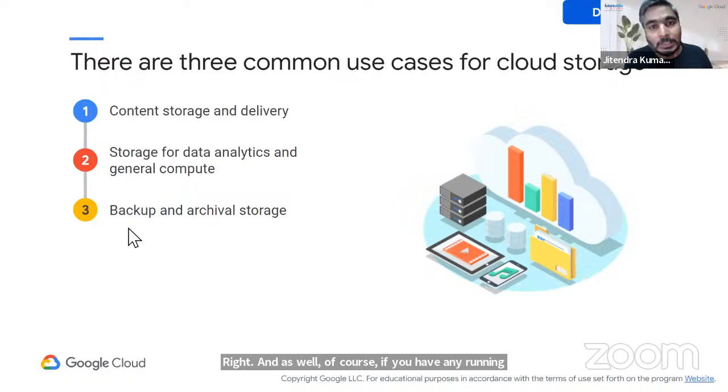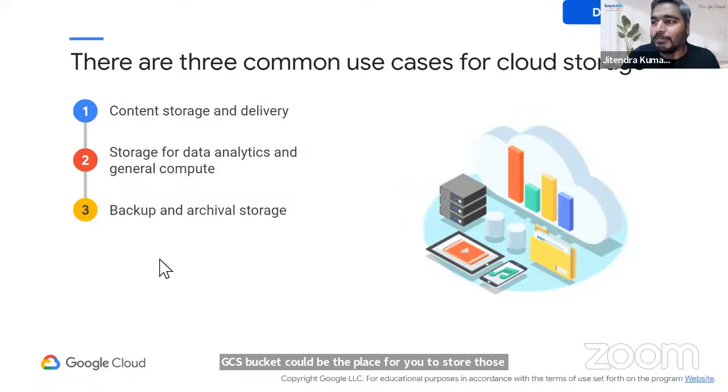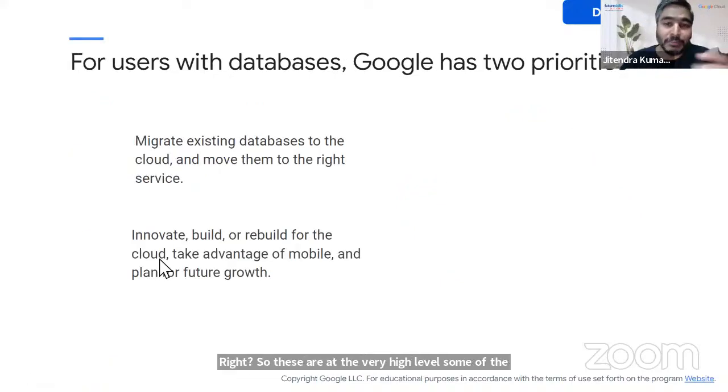And as well, of course, if you have any running workloads either in Google Cloud or outside Google Cloud, for business continuity, what do you need to do? You have to take backups, right? I mean, if something goes wrong, you need to be able to restore your services using those backups. And where do you store those backup copies, etc.? A GCS bucket could be the place for you to store those backup copies and archival copies, right? So these are at the very high level some of the use cases you could think about when it comes to Google Cloud Storage bucket, right?